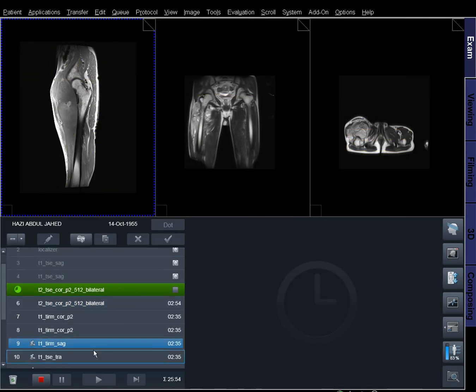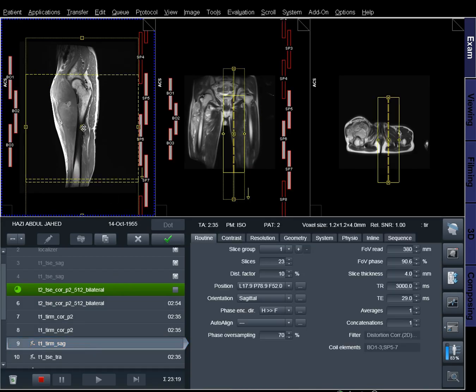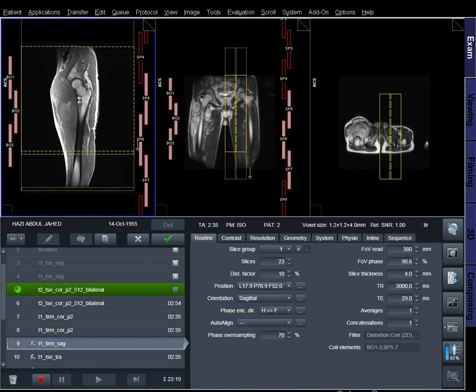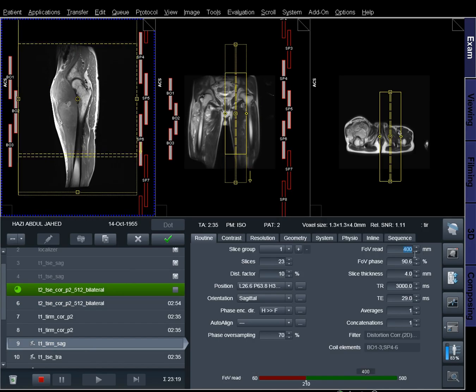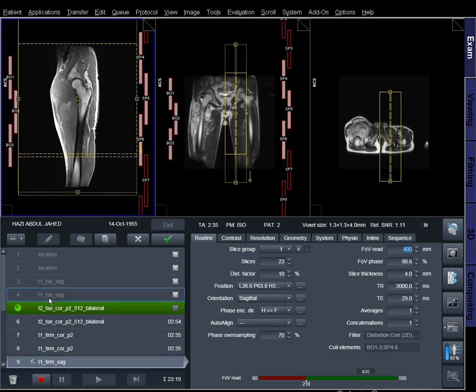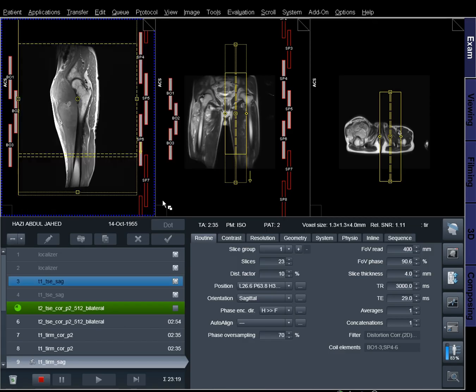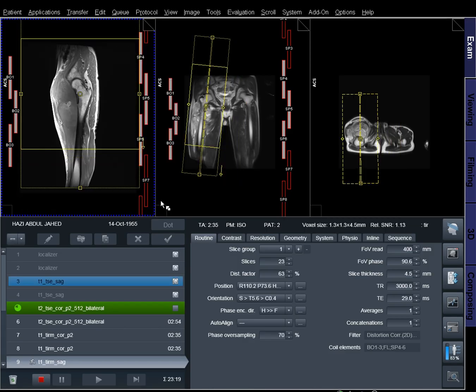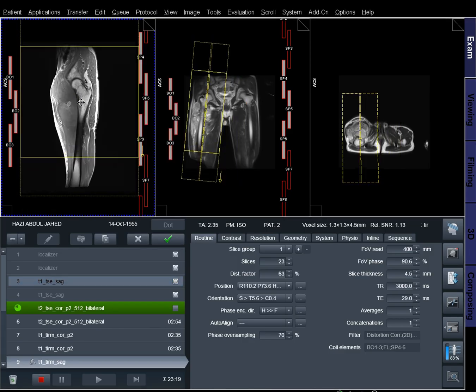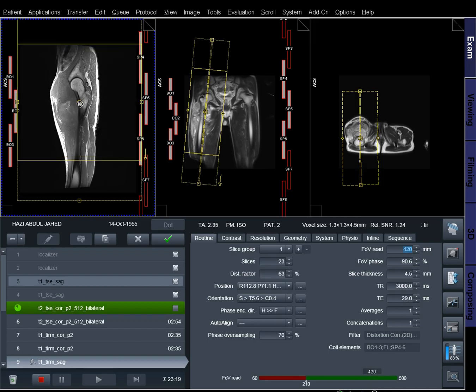T2 TSE sagittal. Plan the sagittal slices on the coronal plane. Angle the positioning block parallel to the femoral shaft. Check the positioning block in the other two planes. An appropriate angle must be given in the axial plane, vertically across the right thigh. Slices must be sufficient to cover the right thigh from the medial to the lateral aspect.